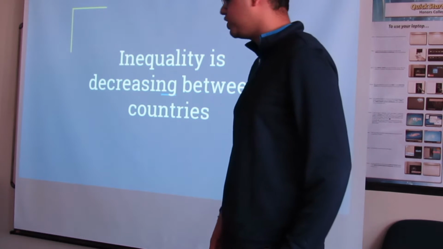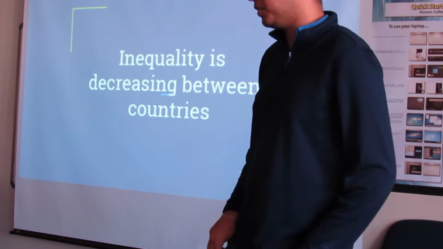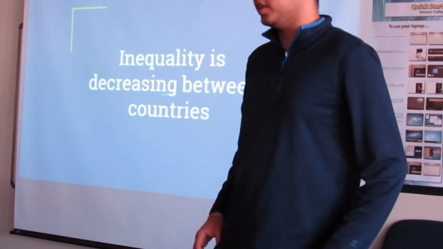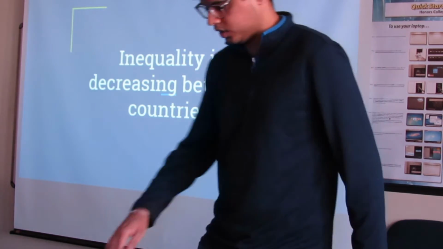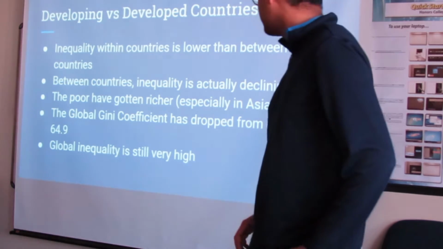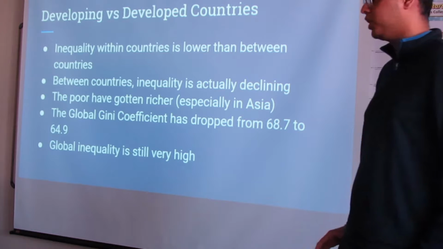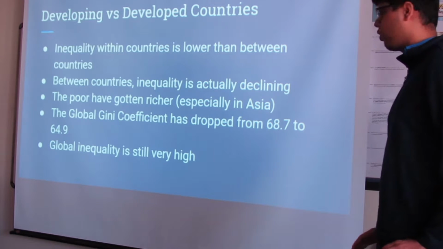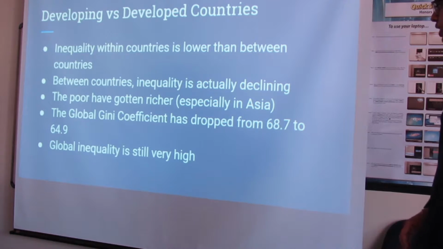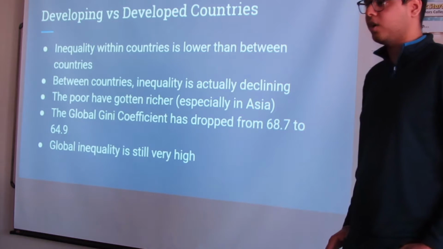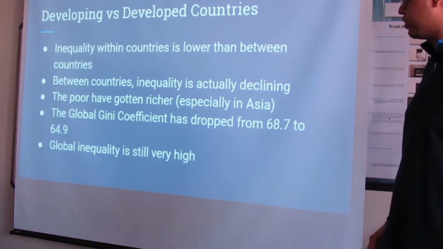So inequality is decreasing between different countries, something that has been noted because when you take into account the entire population, global poverty has been decreasing. Inequality within countries is lower than between countries. However, inequality is actually declining between different countries because the poor have gotten richer, such that the number of people in extreme poverty is now below 10% for the first time.